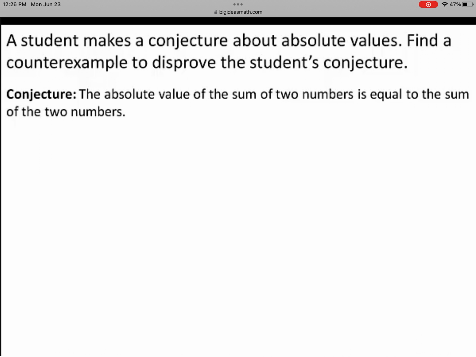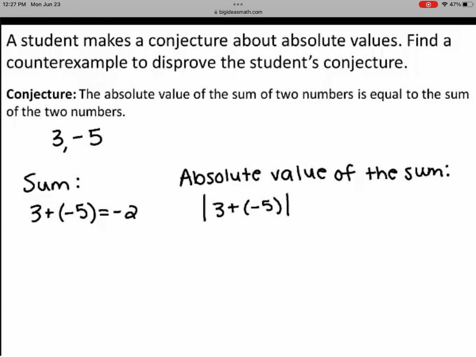So, to find a counterexample for this conjecture, you need to find two numbers whose sum is not equal to the absolute value of that sum. For instance, you can choose 3 and -5. The sum of these two numbers is 3 plus -5, which is equal to -2. The absolute value of the sum of these two numbers is equal to the absolute value of 3 plus -5.